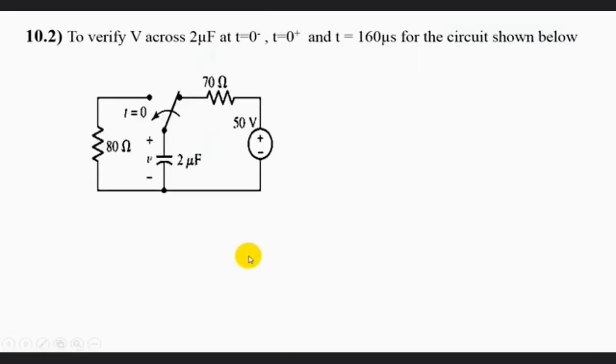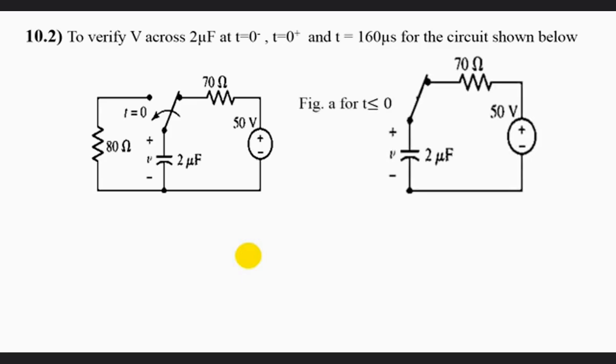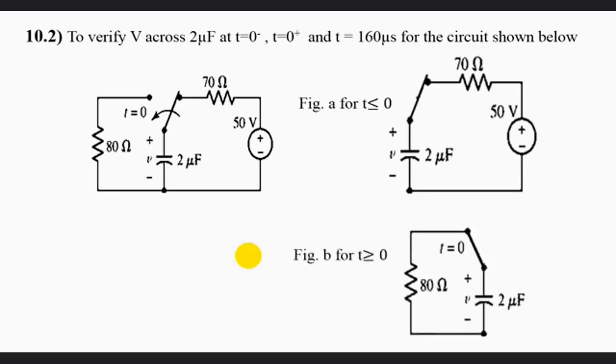Now let's see a second problem in the same experiment: to find the voltage across the capacitance at t less than 0 and greater than 0, as well as at t equal to 160 microseconds. So this is a source free RC circuit. So let's see how we solve it. Again we can divide this into two figures: figure A for t less than 0, and figure B for t greater than 0, that is when the switch is in action.